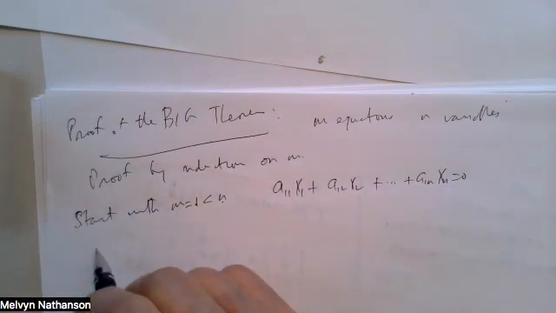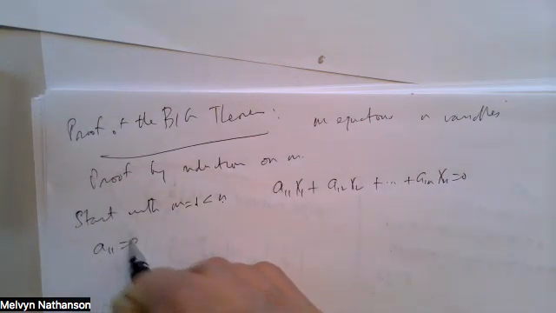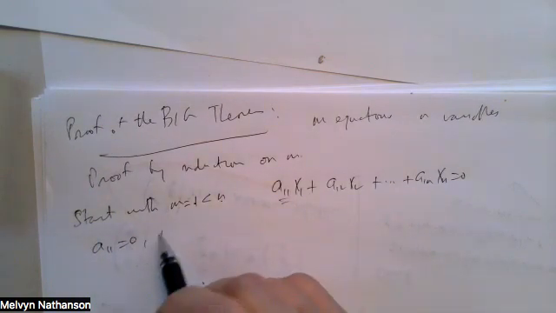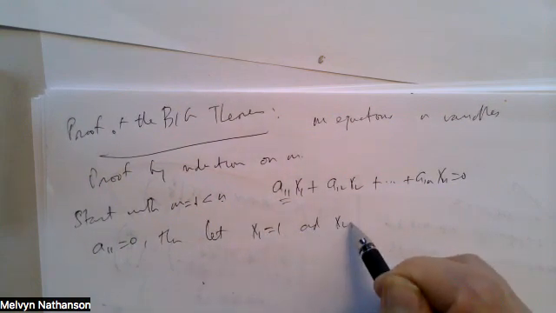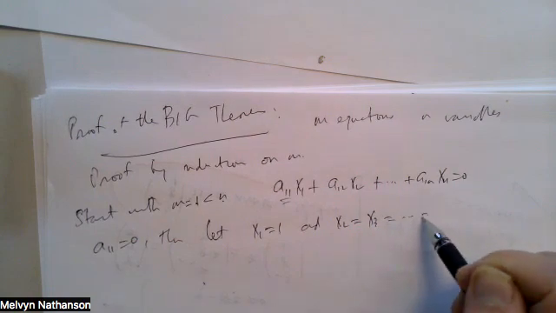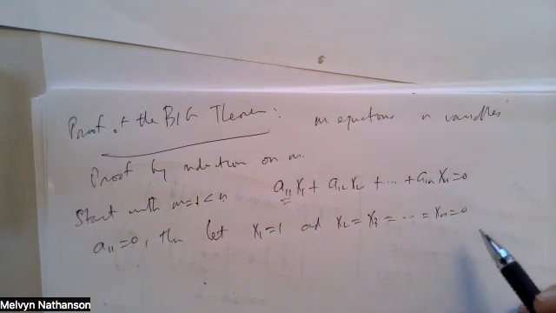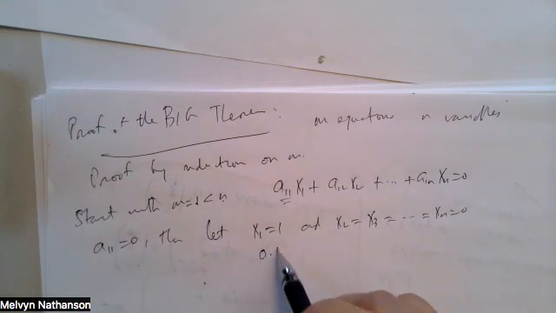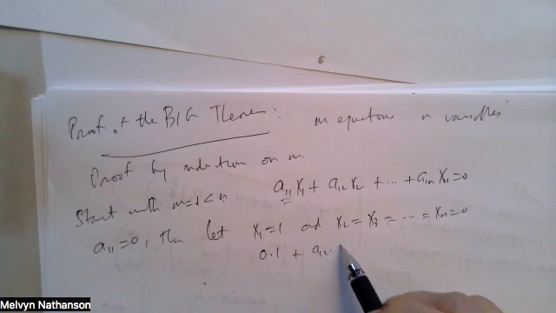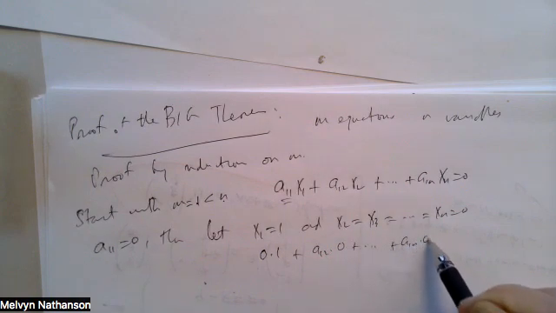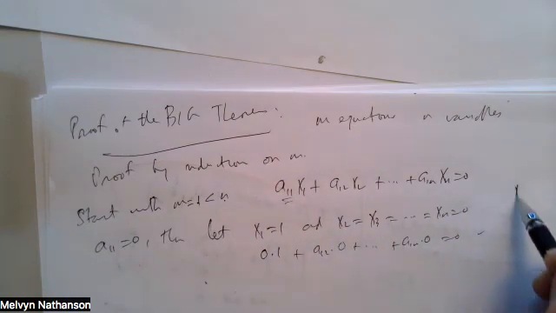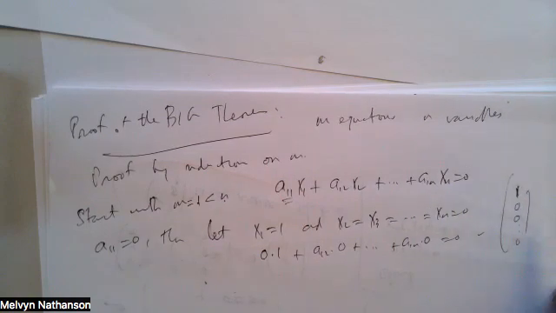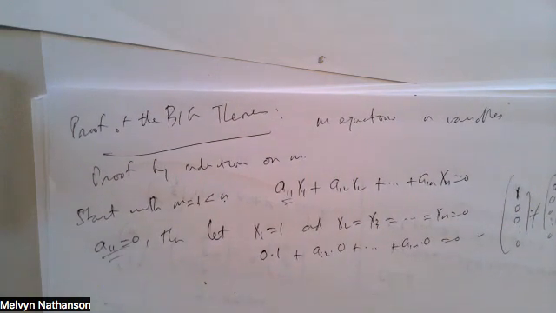Now, we can say there are two cases. If A11 is equal to 0, if this first coefficient is 0, then if I let x1 equal 1 and all the other variables equal 0, I have a solution, because I would have 0 times 1 plus A12 times 0 up to A1n times 0 equals 0. And this is a non-trivial solution. This is a solution: 1, and then everything else is 0. It's not the 0 vector. That's if A11 is 0.